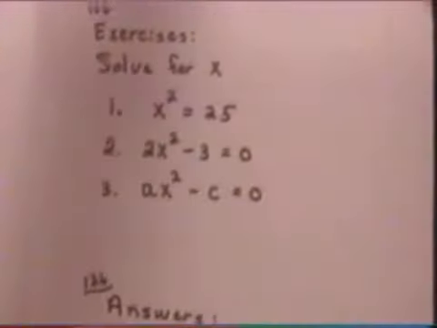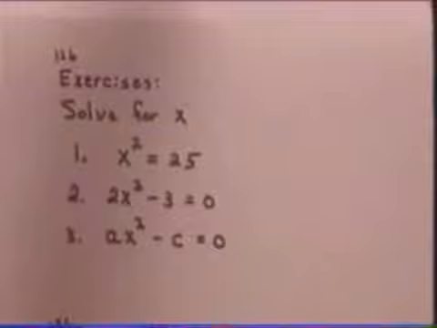Now I'm going to give you some exercises. In these exercises, solve for x. The first one, x squared is equal to 25. The second one, 2x squared minus 3 is equal to 0. The third one, ax squared minus c is equal to 0. Carefully copy down the 3 problems, stop the tape, work the problems, and then restart the tape to check your answers.